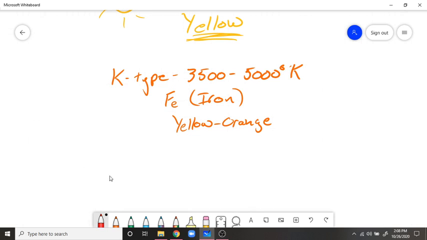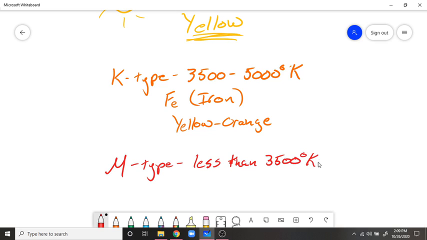And finally, we have M-type stars. M-type stars are burning less than 3,500 degrees Kelvin. Still pretty hot, still hot enough to be a star. These stars are red. They are little and red. They are our smallest type star, and they are the most common.